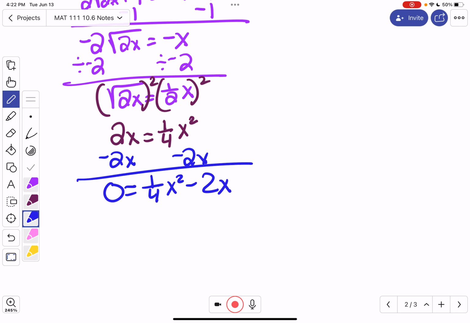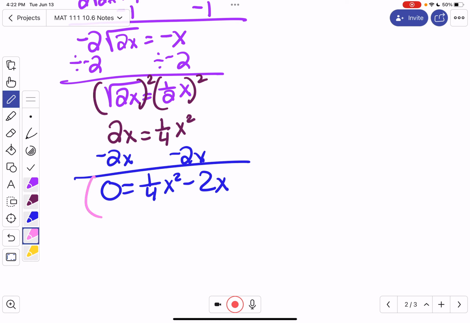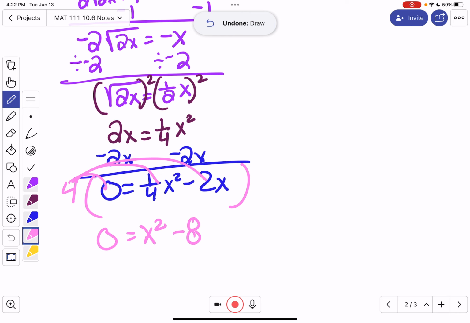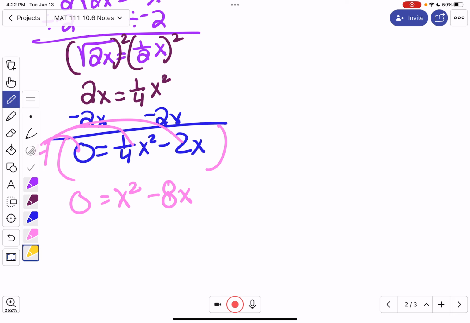If I want to get rid of the fraction, multiply everything by 4. 4 times 0 is 0. 4 times 1/4 is 1. So it'd just be 1x squared. And 4 times negative 2 is negative 8x. We can take out a greatest common factor here, which would leave us with x times x minus 8.